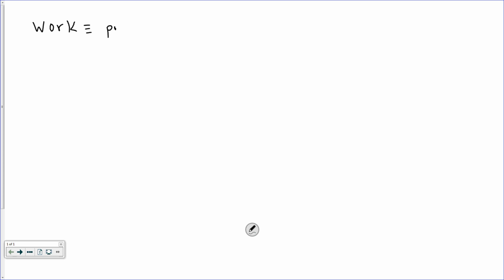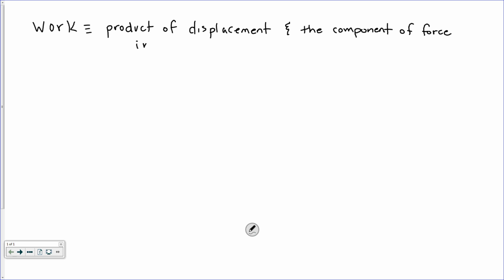So it's the product of displacement and the component of force in direction of displacement.